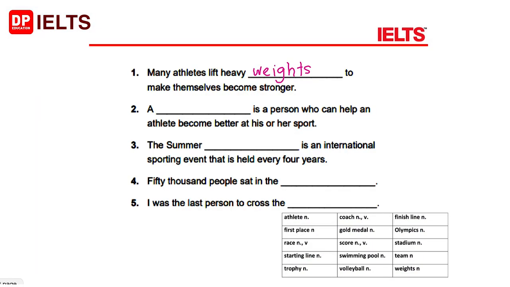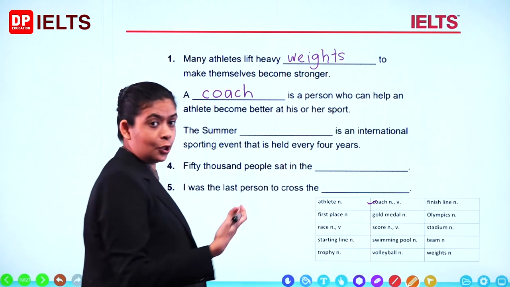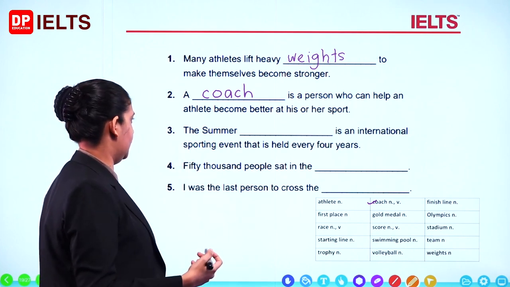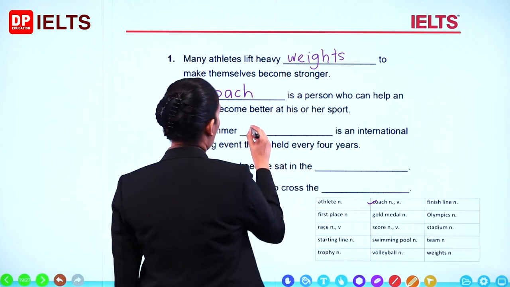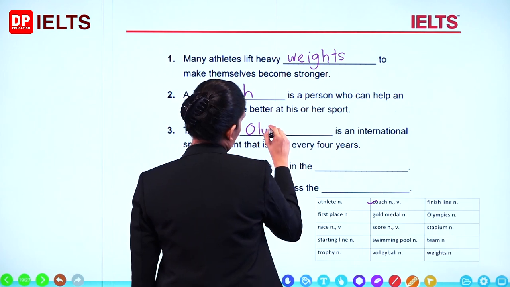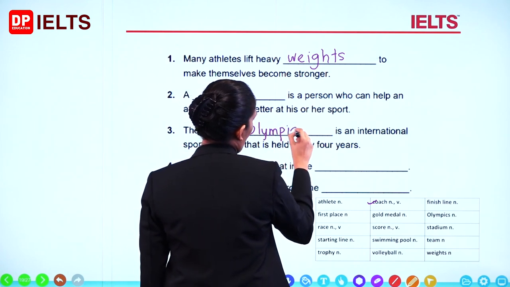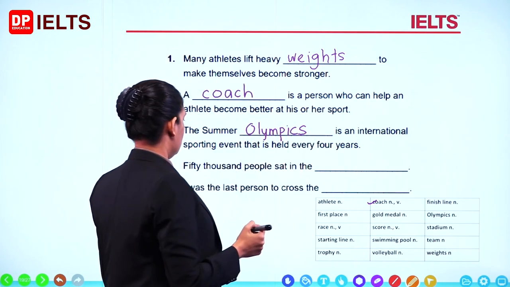A blank is a person who can help an athlete become better. I think metan tenne coach, right? Metana vachana tika dala thiyenawa ogolanta den theruma kiyala deela thiyenne danna thiyenne. The summer Olympics. Olympics kiyala danne mokada eka every 4 years thiyena hinda.